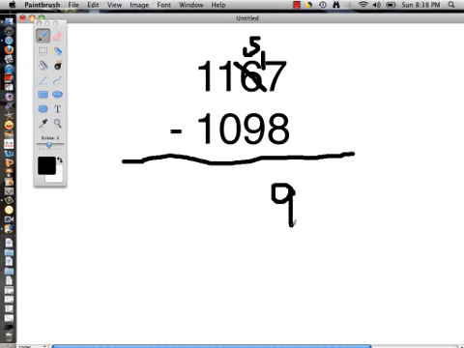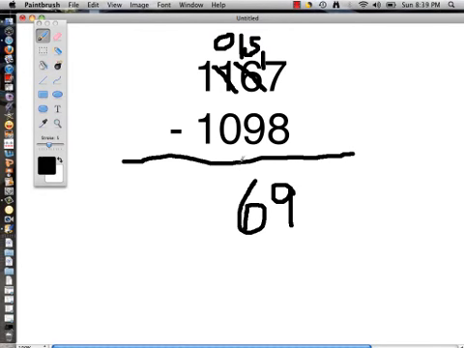And now we're going to go to the tens column, and we are looking for the same thing, to see if the bottom number is bigger than the top. And in this situation it is. The 9 is bigger than the 5. So in order to subtract, we're going to need to borrow from this one, and we're going to make it a 0. And we're going to move that 1 over next to the 5, so we have 15. 15 take away 9 is 6.